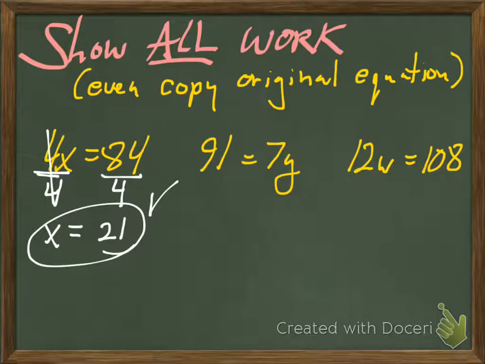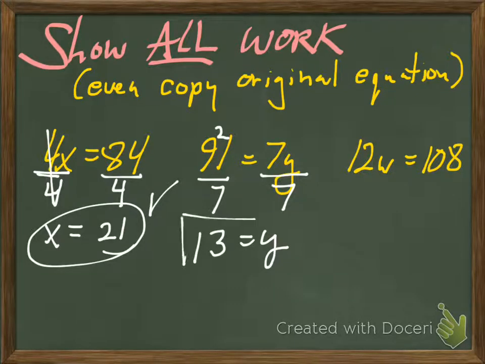Check. The next one, look over on the right, the y is with a 7, so to undo times 7, divide by 7, do it on both sides, and you can leave the y on the right. There's no reason to always have to have the variable on the left, and 7 goes into 91. You probably don't know that off the top of your head, so 7 goes into 9 once, okay, with a remainder of 2, and 7 goes into 21 3 times for exactly 21, and there is our solution.